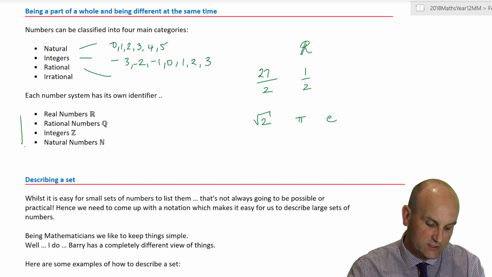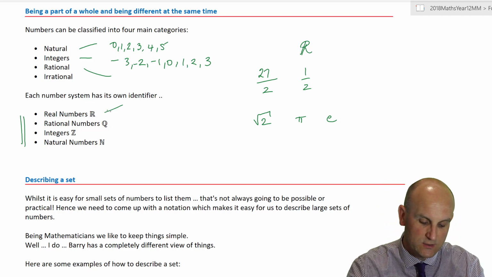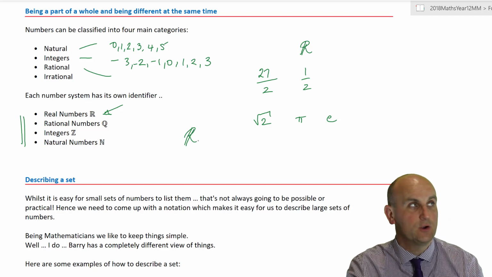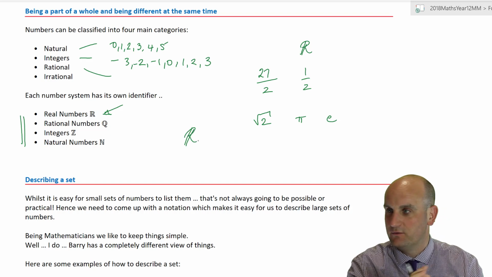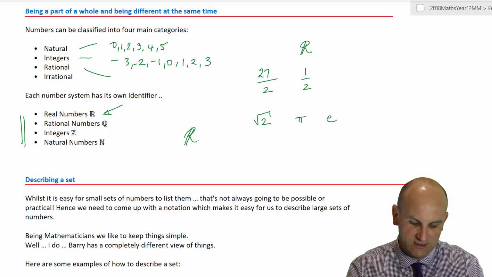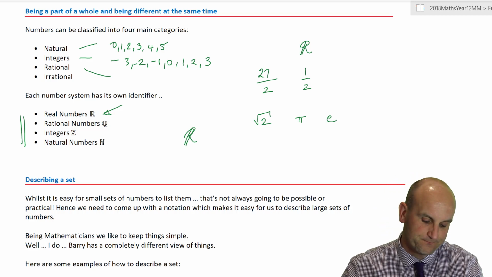Now, for each of these subsets, there is an individual letter that stands for it, and the one I think you're going to see the most of is that letter R, that double-struck R. It stands for real numbers, and that is all numbers. It includes decimals, fractions, whole numbers, integers, natural numbers, the whole works. So get used to the idea of that R.